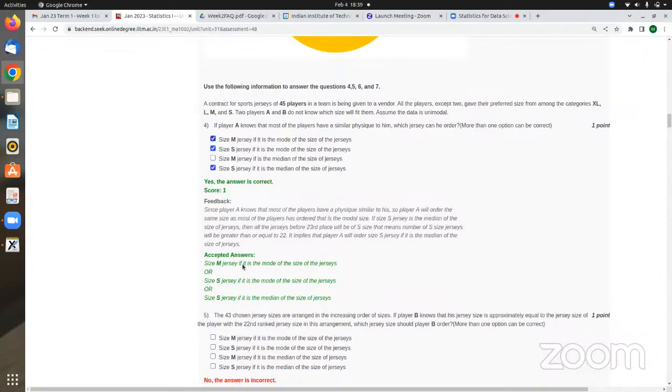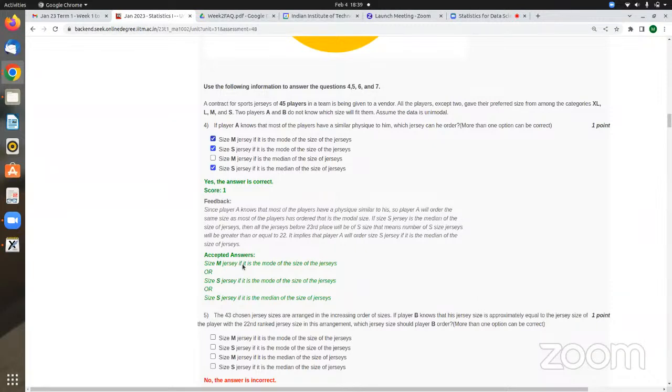Sir, if you take the first 5 players as S, and the rest up to 21 as M, and from 22 to, let's say, 30 players will be L, and the rest will be XL. This way, M will be the mode, but the median will be L.